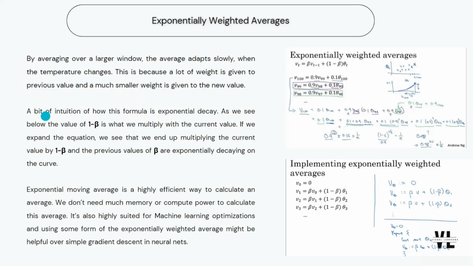A bit of intuition of how this formula works and why the name exponentially weighted average is given. As we see, the value of 1 minus beta is what we multiply to the current value. And if we want to expand the equation, we see that we end up multiplying the current value by 1 minus beta and the previous value by beta, which is exponentially decaying on the curve.